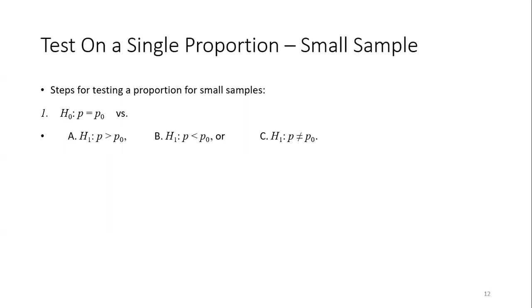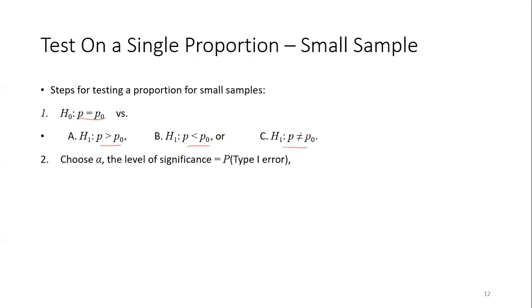Testing the proportion in a small sample, the procedure is similar to the previous cases, but since we will use the binomial distribution, this is a discrete case. Hence, we will just evaluate the p-values. First, write the hypothesis, which is p equal to p0 versus p greater than p0, or smaller than, or not equal to.